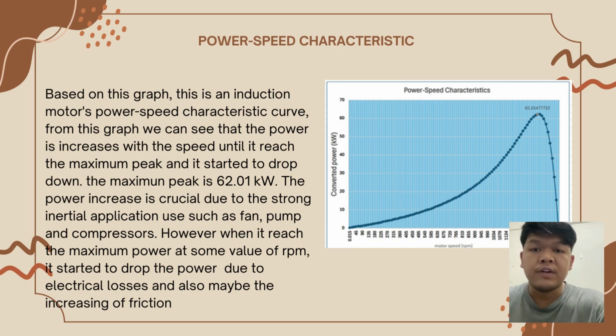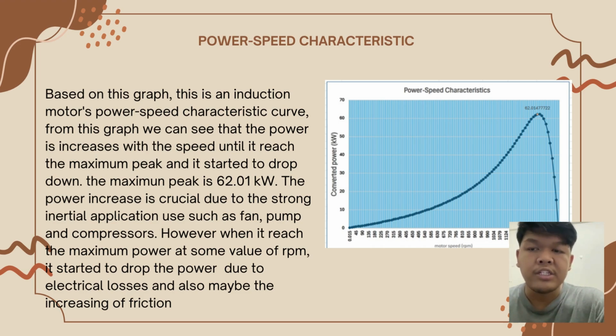Okay, so this is for the power speed characteristic. Based on this graph, this is an induction motor power speed characteristic curve. From this graph, we can see that the power increases with the speed until it reaches the maximum peak, and then it starts to drop down. The maximum peak is 62.01 kilowatt.